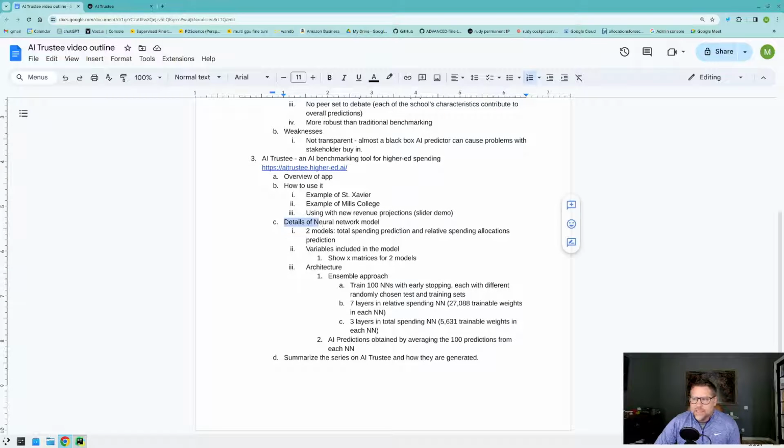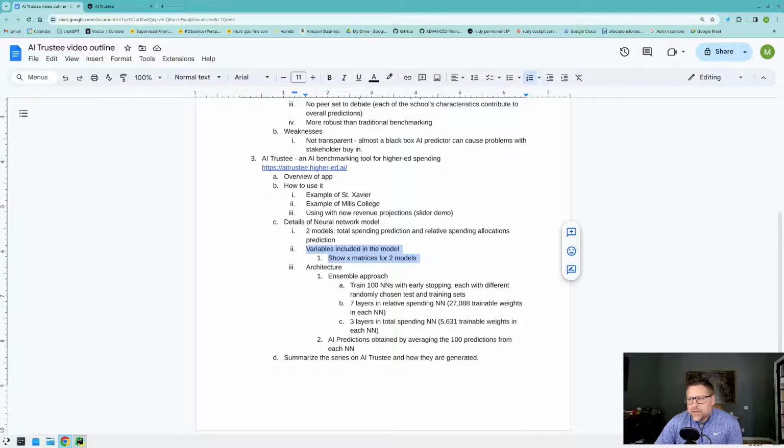All right, so let me go into some of the details about how this AI model works, and I'll wrap up this video. So let me show you a bit of the code. I'll give you some details about the structure. It's basically two neural networks. One neural network predicts total spending, given a bunch of characteristics of the university or college. Another neural network predicts relative spending, right? So what percentage of your total spend should be going to different categories. And again, it predicts that based on a whole series of characteristics of the university or college.